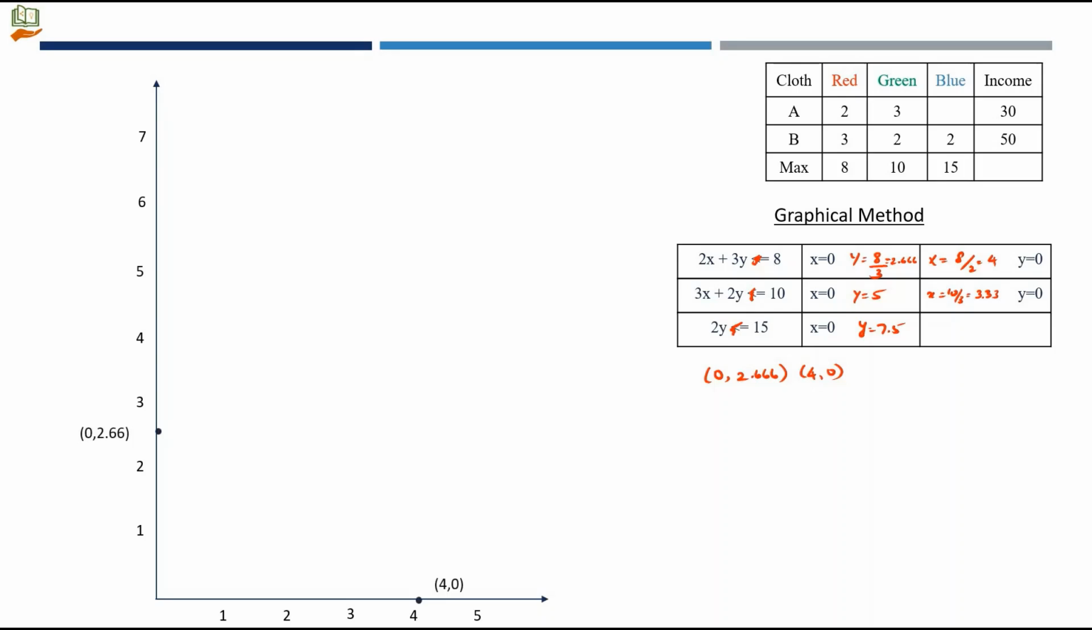The first equation gives rise to 0, 2.66 and 4, 0. First we will plot them. We are plotting 0, 2.66 and 4, 0. We will draw a line here. This constraint is over. Let's take the second constraint. It has the points 0, 5 and 3.33, 0. We will plot the second set of points. We have 0, 5 and 3.33, 0. We will draw another line here. Then we have the third constraint 0, 7.5.